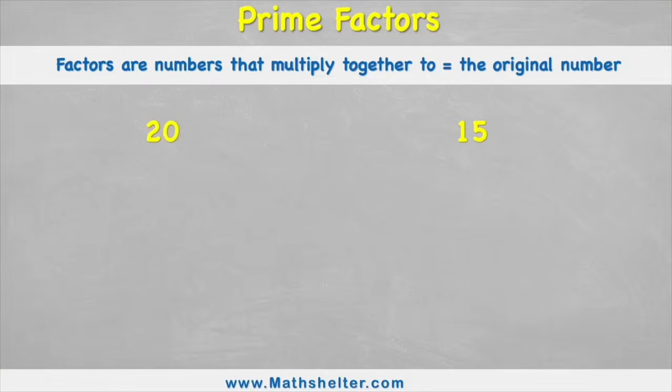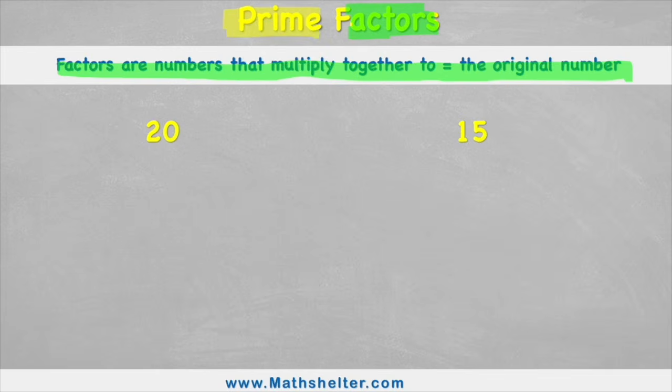So first of all, we need to understand that factors are numbers that multiply together to equal the original number. So we know what factors are, but what does it mean by prime? What's a prime number? Well, let's have a look at this number 20. And if I'm trying to find the factors of 20, I can draw my factor tree, and I can see that 1 times 20 would equal 20. So 1 and 20 are both factors. I can also see that 2 and 10 are factors. And I can see that 4 and 5 are also factors.